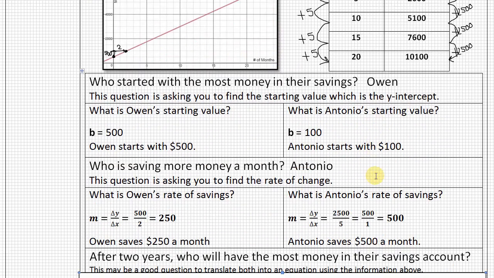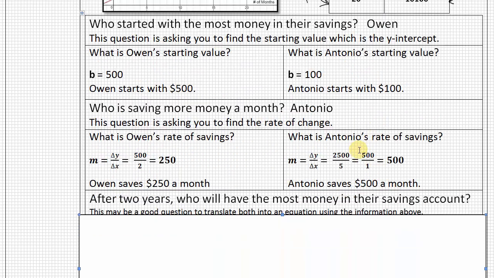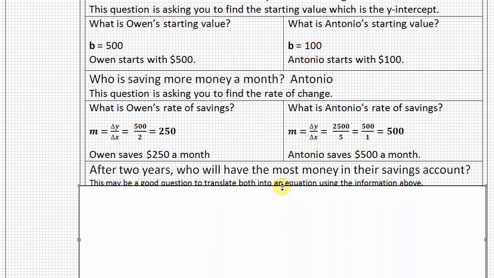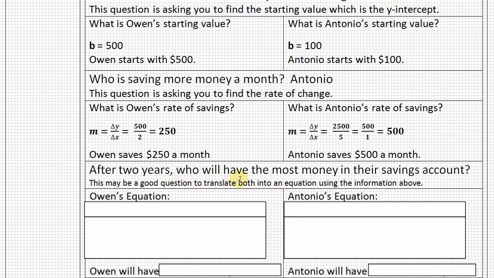And so I left a little tip down here. Antonio's table doesn't go up high enough. And on Owen's graph, we can try, but we want a more precise value. So this is a good question, when you're asked to find an exact value, to go ahead and create an equation. We've been learning how to translate between the three views. And so here we want to translate them both into an equation using this information. We've already found their rate of change, and we found their b values, their starting values. So now we just have to write the equation. Go ahead and write the equation for both Owen and Antonio, and then let's compare.